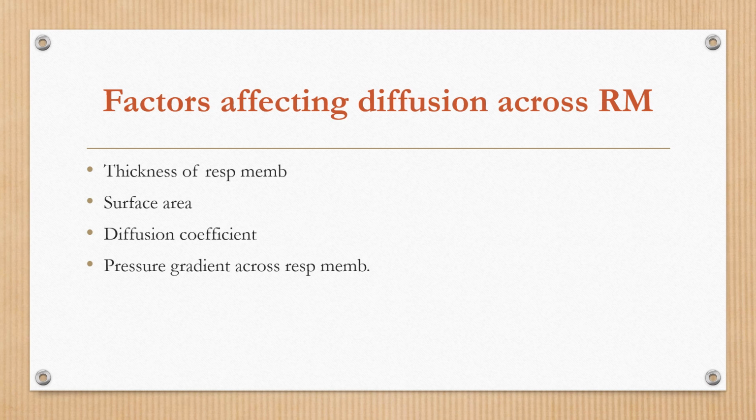So now we'll see the various factors affecting the diffusion across the respiratory membrane. So there are 4 factors: thickness of respiratory membrane, surface area of the respiratory membrane, diffusion coefficient, and pressure gradient across the respiratory membrane. So how does the thickness of respiratory membrane affect the diffusion of gases? So you think just logically.